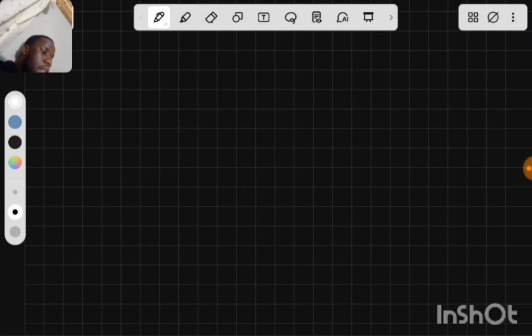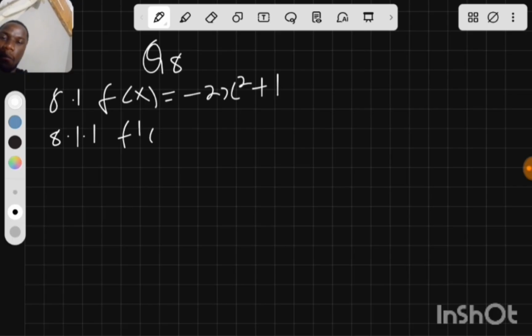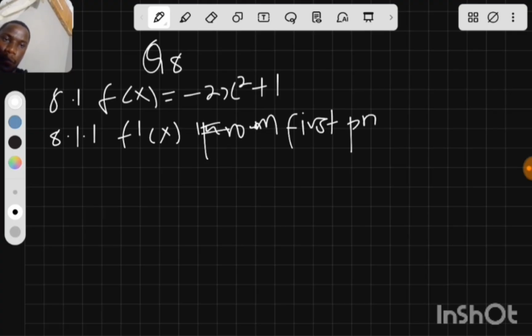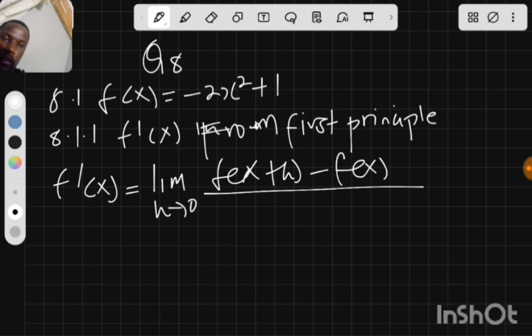Then let's look at question 8. 8.1, given f of x, which is equal to minus 2x squared plus 1. 8.1.1 is to determine f prime of x from first principles. It is the long way of the derivative, which is referred to as f prime of x, which is equal to the limit when h approaches 0 of f of x plus h minus f of x, divided by h.